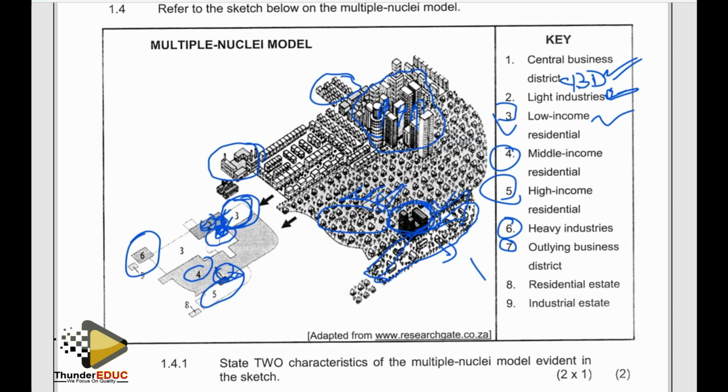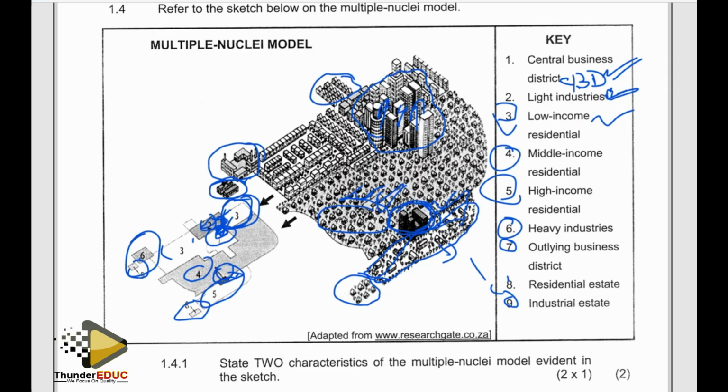Right, then we go to the residential estate. That is number 8. You can see it's there. It's independent on its own. Then we have number 9, the industrial estate. Number 9 is here, which means the industrial estate is also there. So basically, that is the model that we are referring to. This model of multiple nuclei, by Harris and Ullman.